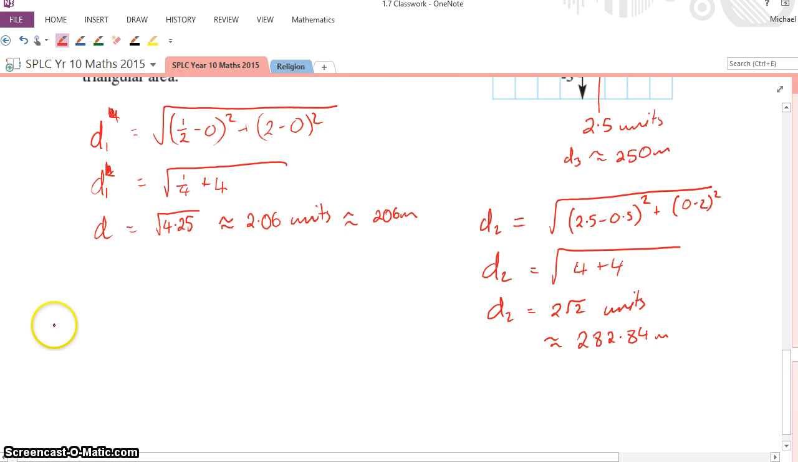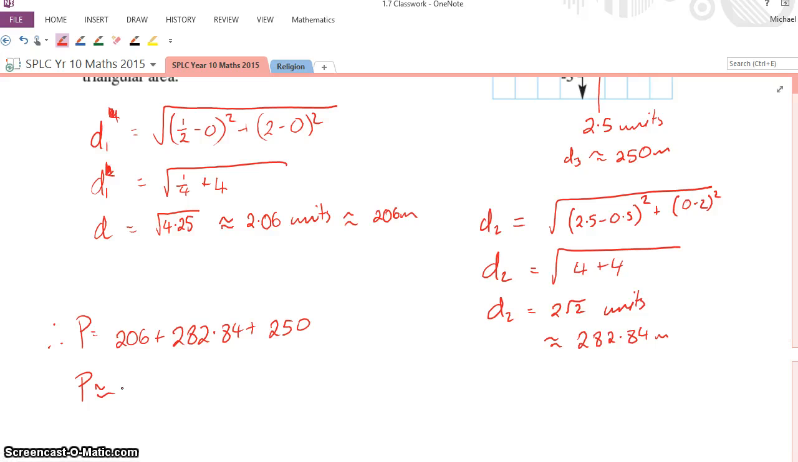So the perimeter, 206 plus 282.84 plus 250. And I get the approximate perimeter to be, whoa, that's a mess. 738.84 meters. So to the nearest meter, 739 meters. Alright, I hope that helps.